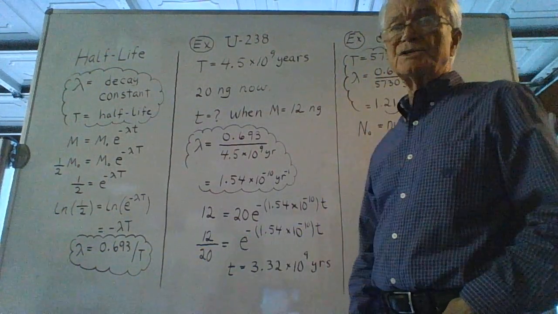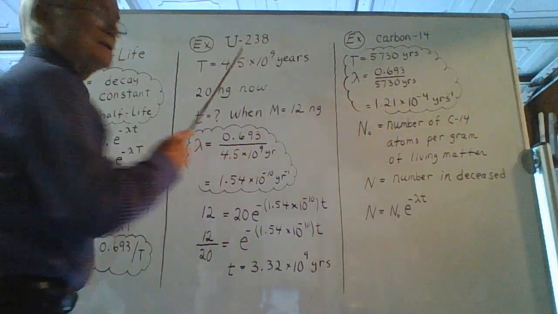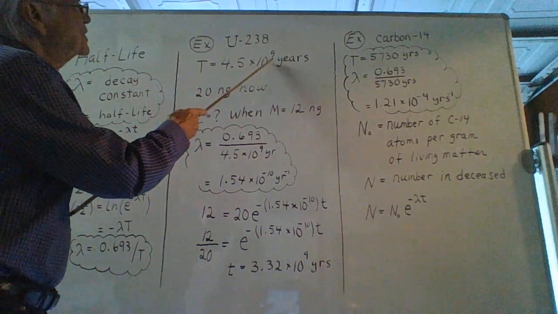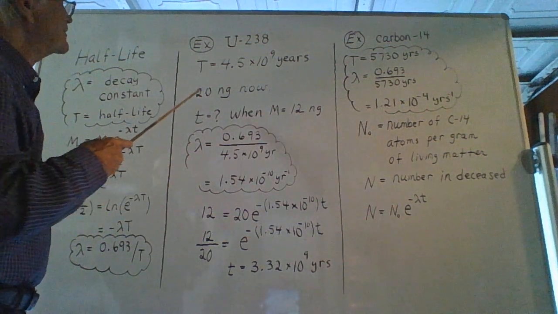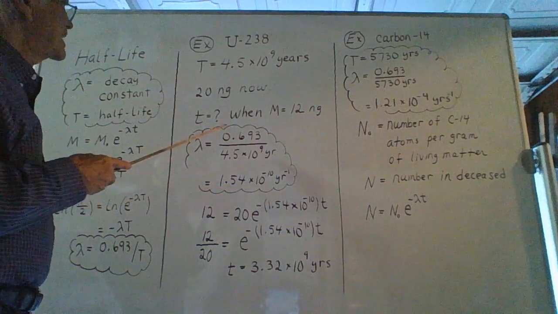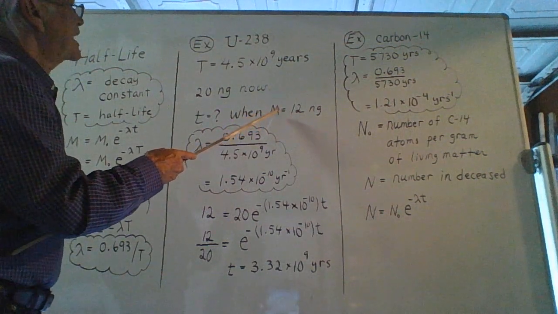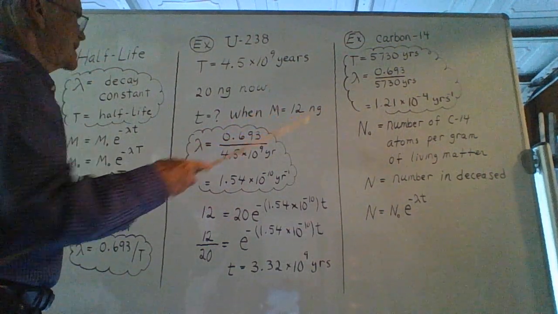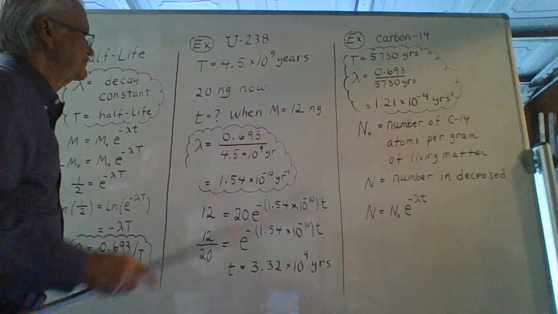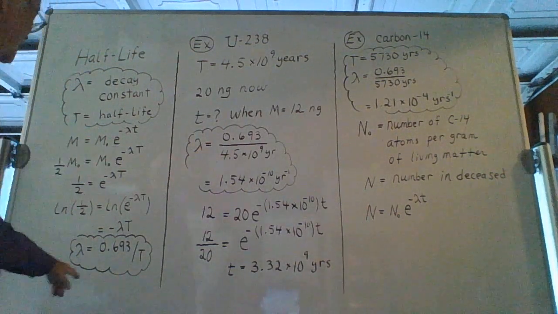Well, we'll look at a very simple example. Uranium-238 is radioactive. Its half-life is 4.5 billion years. Suppose we have 20 nanograms of that isotope right now. We ask the question, how long will we have to wait until the amount of isotope we have left is only 12 nanograms? Start with 20. How long do you wait until there's only 12 left? Well, the first step is to calculate lambda, the decay constant, using the equation I showed here.